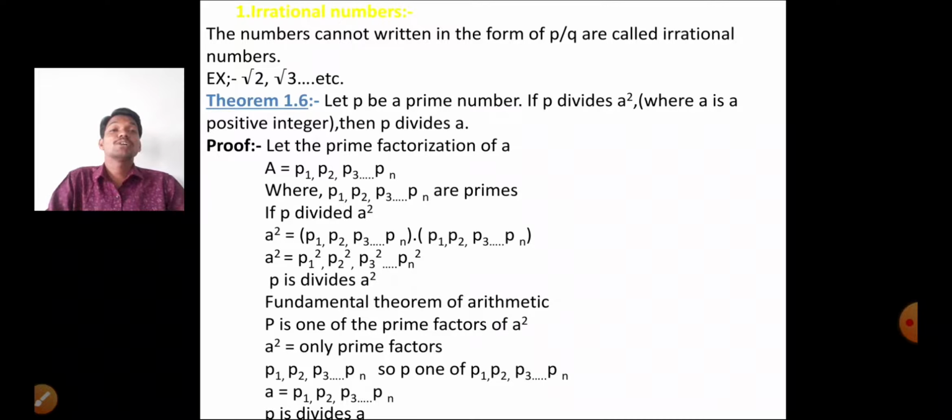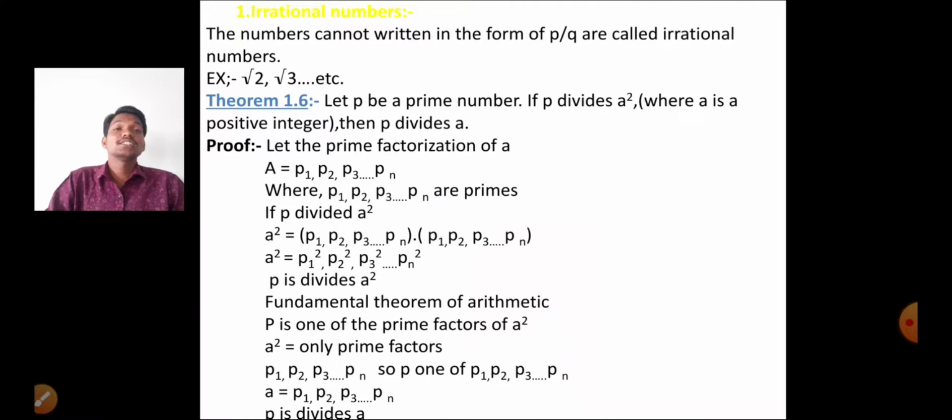Next one, Theorem 1.6. Let p be a prime number. If p divides a square, where a is a positive integer, then p divides a. We use the contradiction method to prove this theorem.